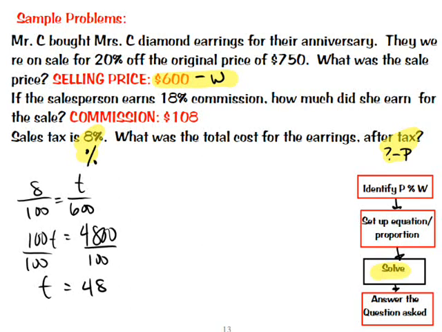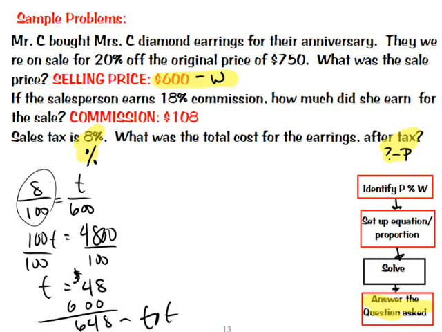And T, or the sales tax amount, is 48. Notice that I didn't reduce my fraction before cross multiplying because I could tell it would be an easy number to multiply and then an easy number to divide by 100. So T equals 48. The sales tax is $48. The question I am asked, however, is what's the total cost for the earrings after tax? So I need to add the $600 to the $48 tax to get $648 total after tax.